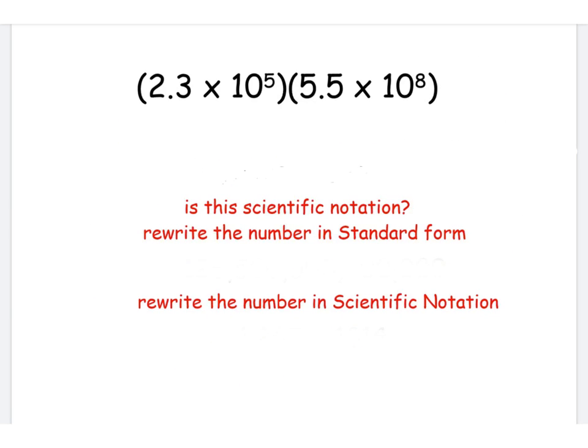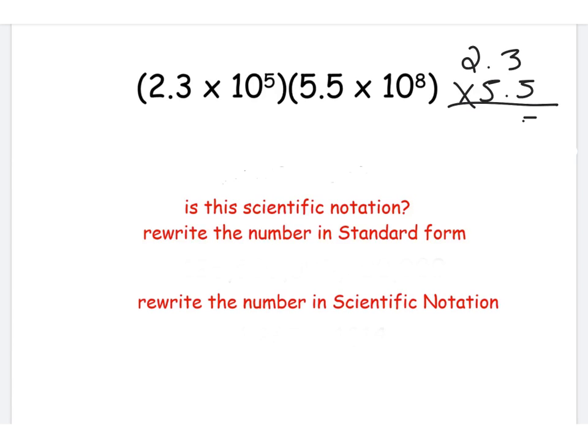Okay, let's take a look at another example. So this time we're going to be looking at 2 3/10 times 10 to the 5th power multiplied by 5 5/10 times 10 to the 8th power. The first thing we need to do is multiply our decimals. So our decimals are 2 3/10 times 5 5/10.